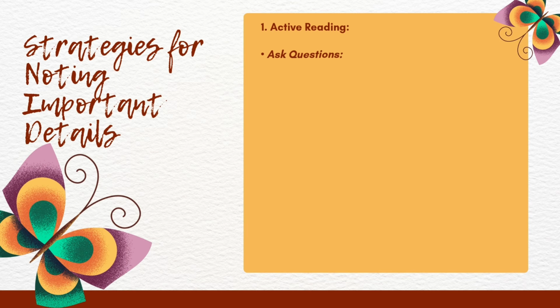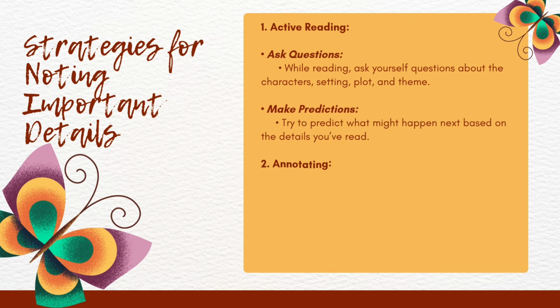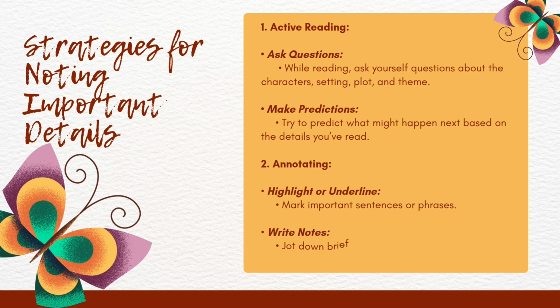Okay, so, active reading. We have here the strategies for noting important details. Number 1 is active reading. Ask questions. While reading, ask yourself questions about the characters, setting, plot, and theme. Make predictions. Try to predict what might happen next based on the details you've read. Annotating, highlight or underline, and write notes. So, jot down brief descriptions or brief notes in the margins or on sticky notes.